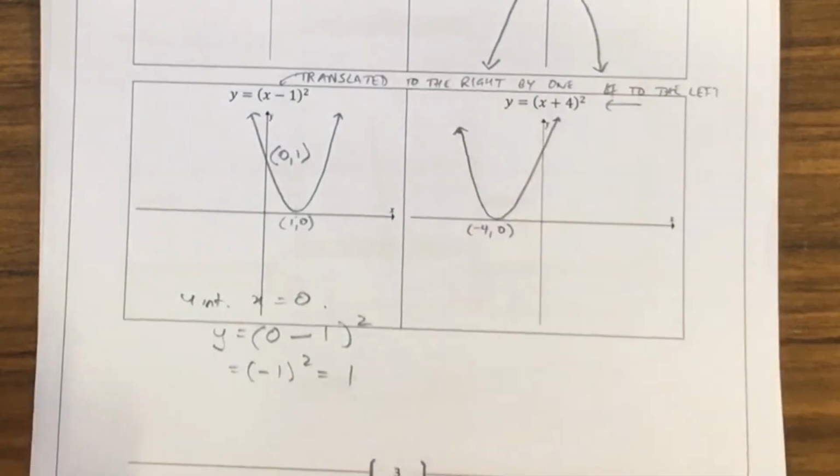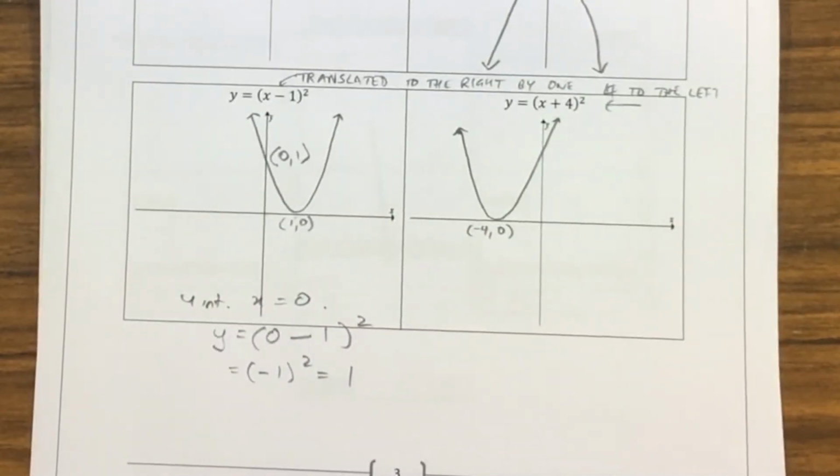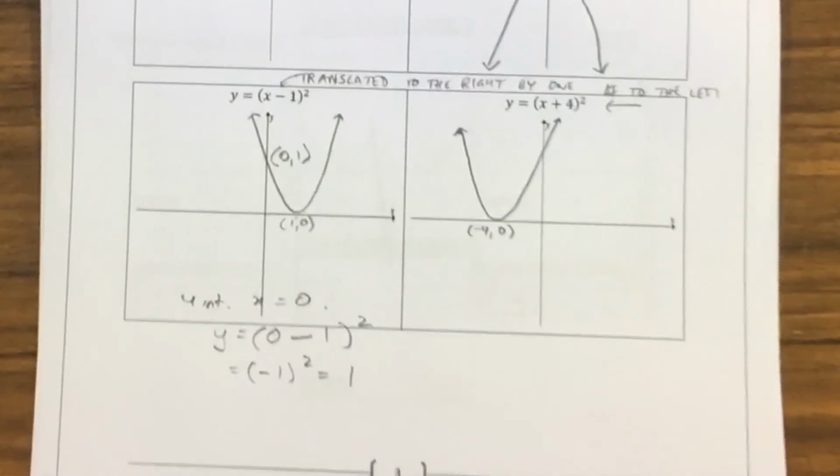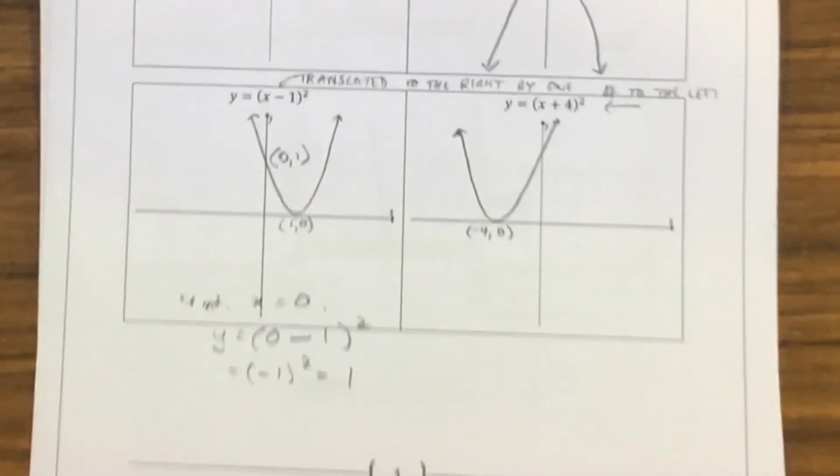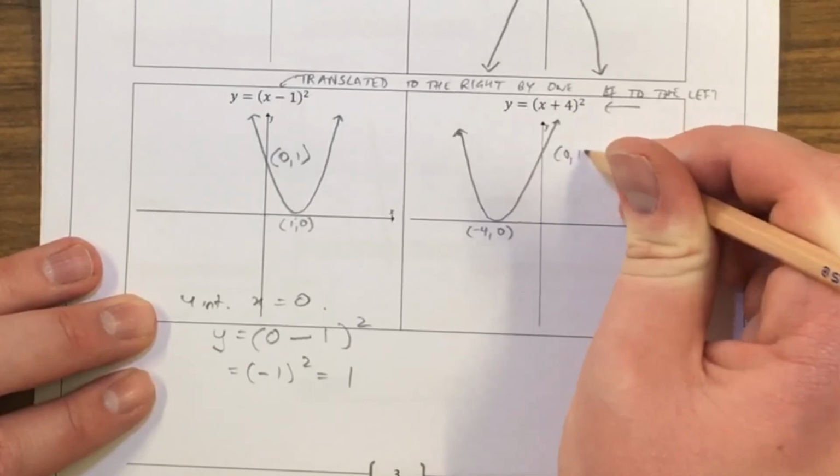What I'd like you to do is work out what the y-intercept of x plus 4 squared is. And I would like you to put your hand up to show me if you think you've got that correct. So I want you to find the y-intercept of the graph on the right. Anyone else found the y-intercept? Want to show me? Fantastic, it is indeed 16.